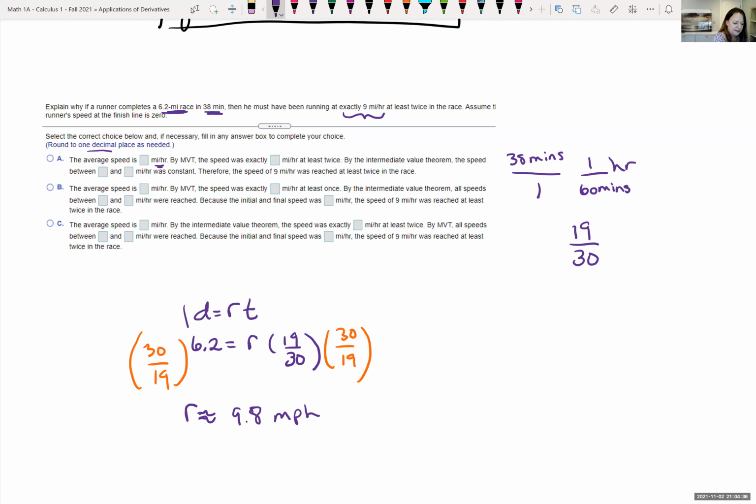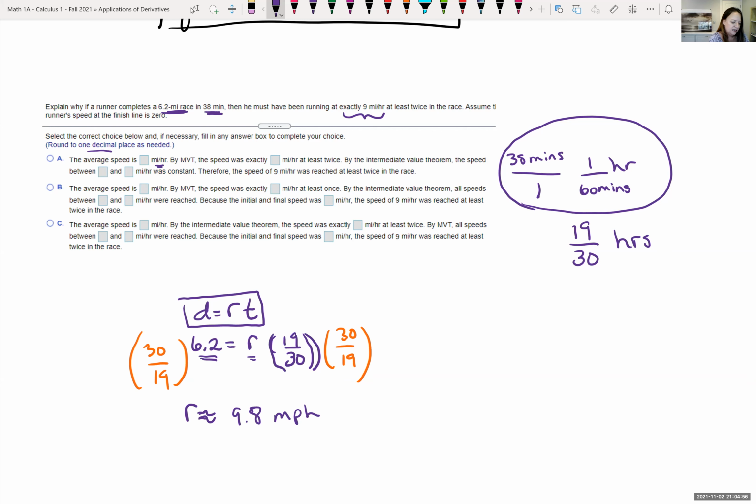Okay, so we were looking at the fact that distance equals rate times time. We first converted our 38 minutes into 19/30 hours. We plugged in our information that the distance was 6.2 miles equals our rate times the time, 19/30 hours. And we got that our rate that we were running, and this is just approximate, this is the average rate, is 9.8 miles per hour.